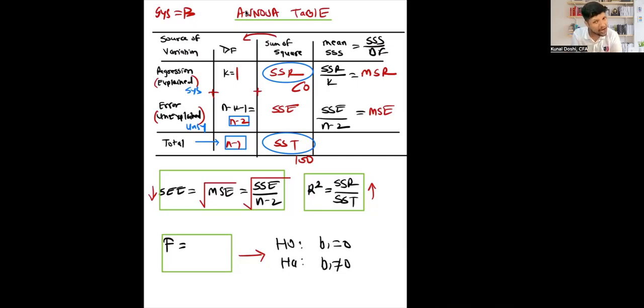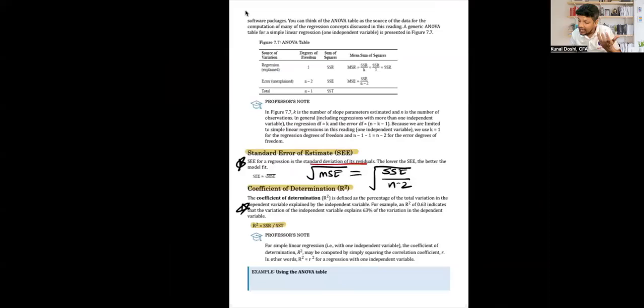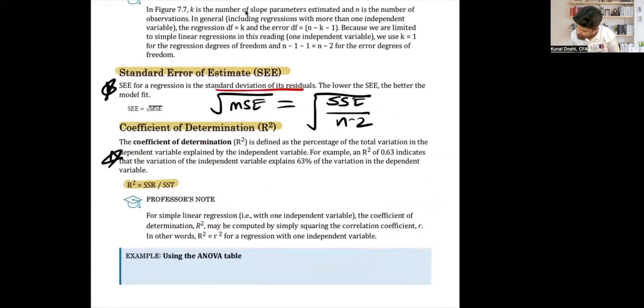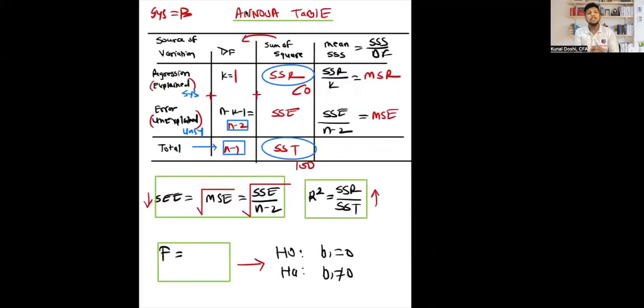So what does R square or coefficient of determination mean? It means how much percentage of the total variation in Y, the stock, is explained by the independent variable. I'll repeat, how much percentage of total risk in the stock, which is Y, is explained by the market, which is X.